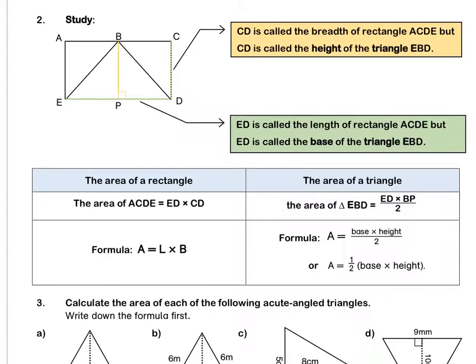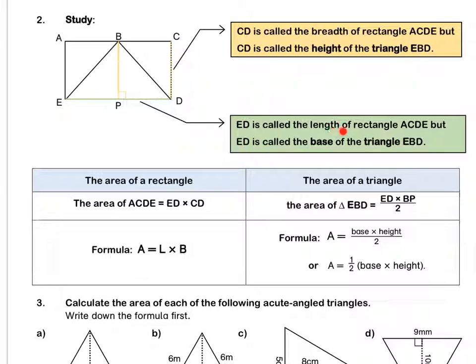Question 2. CD is called the breadth of rectangle ACDE. So in ACDE, CD is the breadth. And CD is also called the height of triangle EBD. CD is exactly equal to this height over here, which is inside the triangle, so it's actually called BP. But BP is exactly equal to CD.